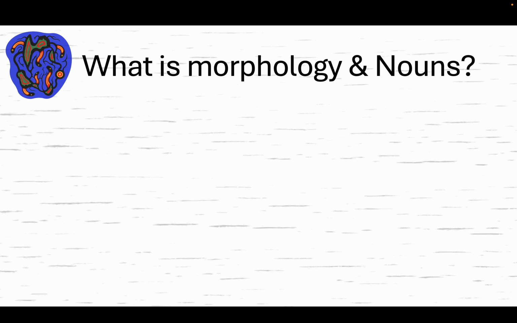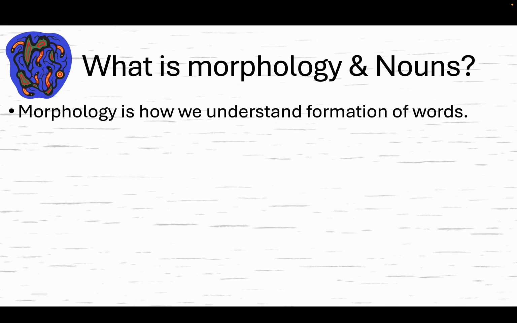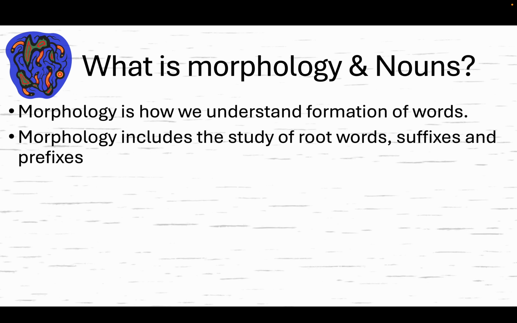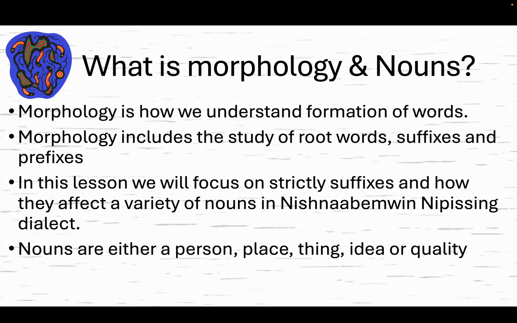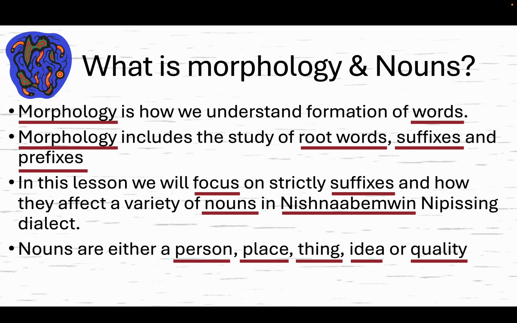So, what is morphology and nouns? Morphology is how we understand formation of words. Morphology includes the study of root words, suffixes, and prefixes. In this lesson, we'll focus strictly on suffixes and how they affect a variety of nouns in Nishnaabemwin Nipissing dialect. Nouns are either a person, place, thing, idea, or if you're a wild man from Dokies, quality. Here we have all the words indicated for your fill in the blanks. Pause here to let the students with note accommodations fill these in. All right, let's move on.